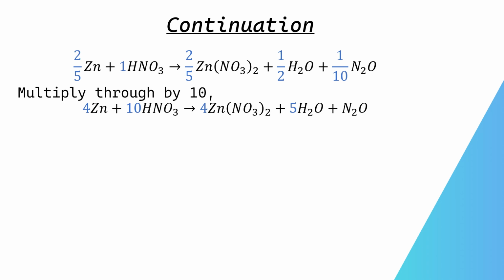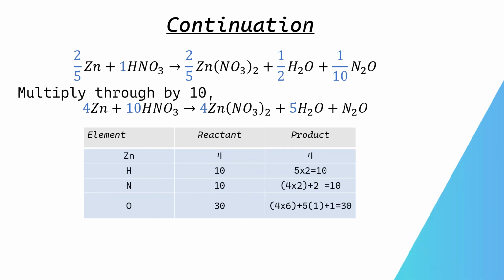Now let's check if our equation is balanced so that we don't make any mistake. I have this table here. So on this side, Zn is 4 on the reactant side. The product side is also 4. So it's balanced. Now, for hydrogen, here it is 10 on the reactant side. Now we come to the product side, it's also 10, 5 times 2, so balanced.